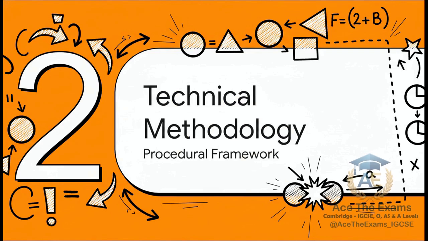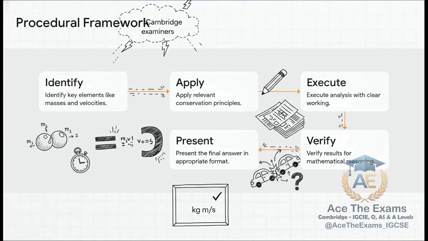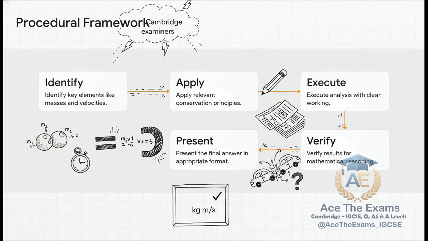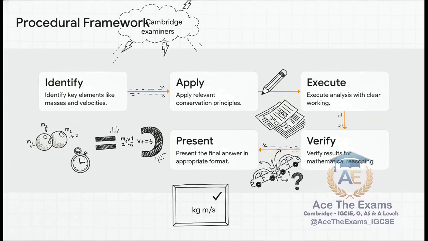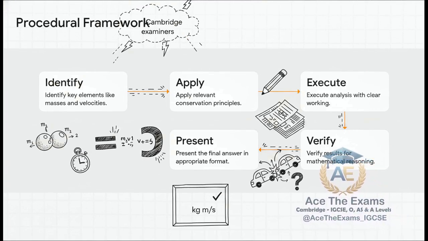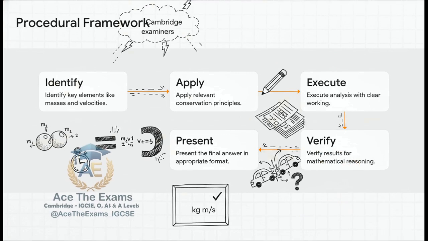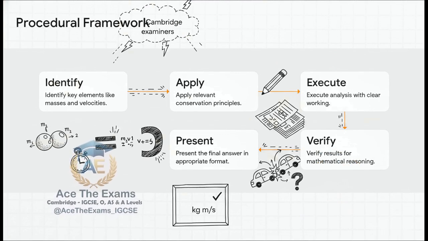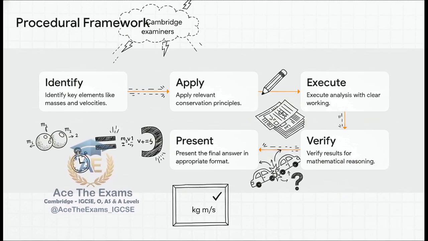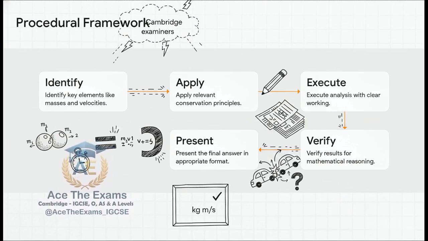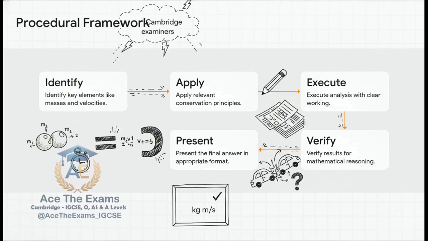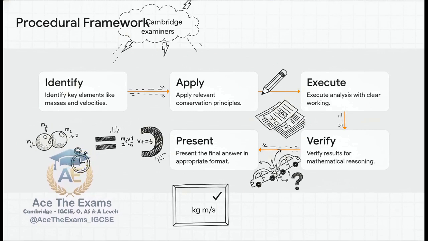Time to dive into the procedural mechanics. We've got the theory loaded. Now let's execute the perfect procedural framework. This is a 5-hit combo recommended directly by Cambridge examiners to convert understanding into raw marks. Step 1. Identify the key elements. Instantly scan the text for masses, initial velocities, and directions. Step 2. Apply the relevant conservation principles.